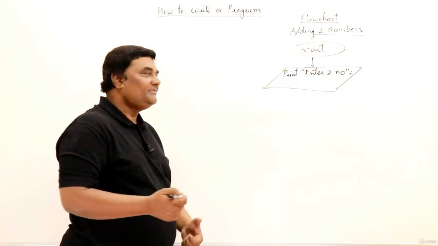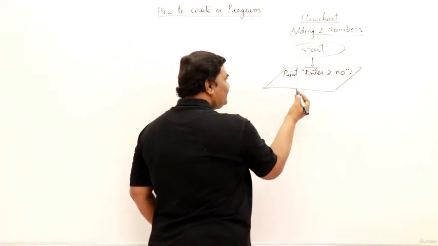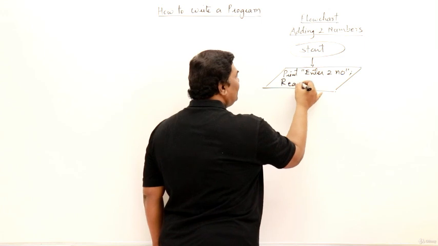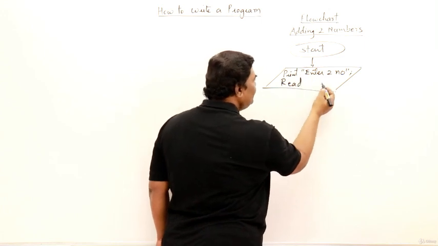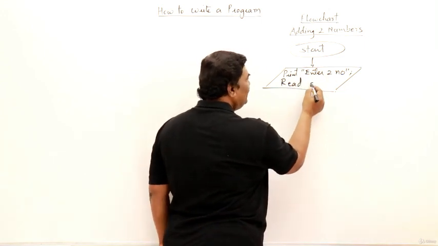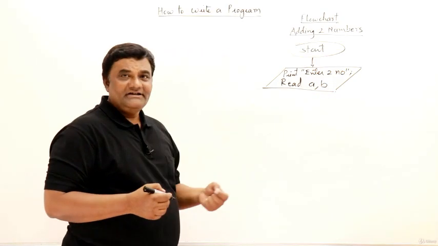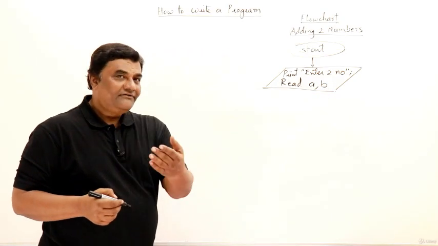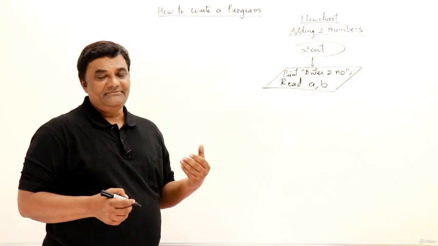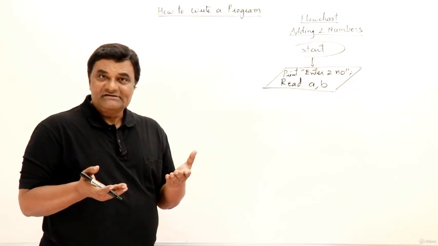Then you will give me two numbers. So I should read two numbers. See, I am a program, right? So read. I will read these numbers, whatever the numbers you have given, I will give names to them. These are called variables. So I will take them in A and B. Now the first number is in A, the second number you have given me is in B. Now I have two numbers, I can add them.